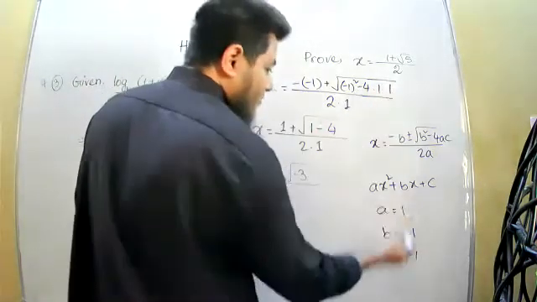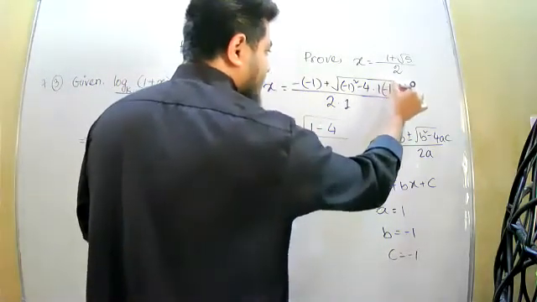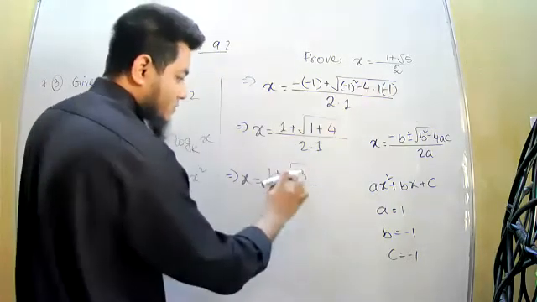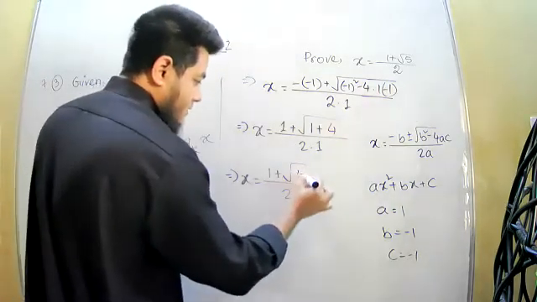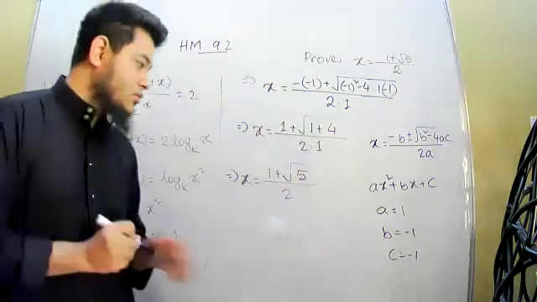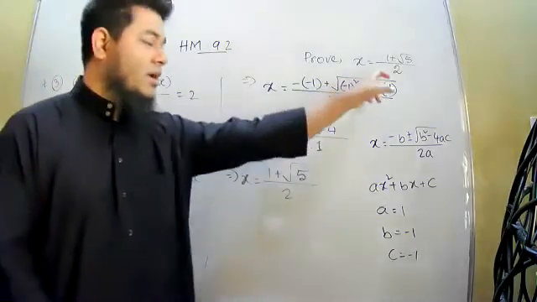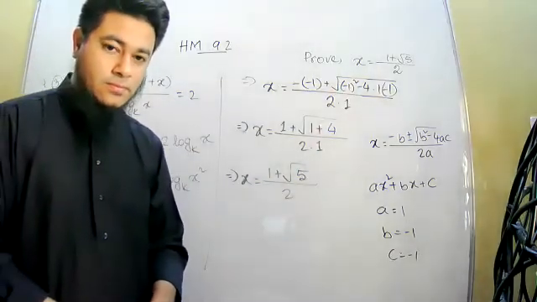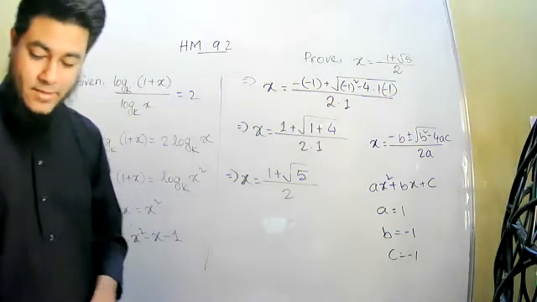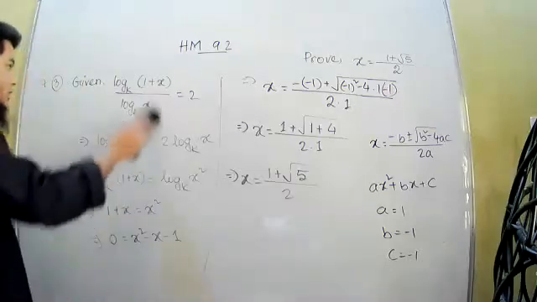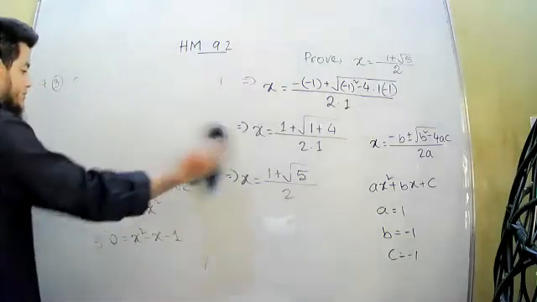Here the value of c will be minus 1, so then minus minus, it will be plus 4, then it will be 5. So x is equal to 1 plus root 5 divided by 2. We have our answer. Anybody has any doubt? No, sir. Okay. So left hand side equal to right hand side, showed or proved, whatever you have told us, you can write it.